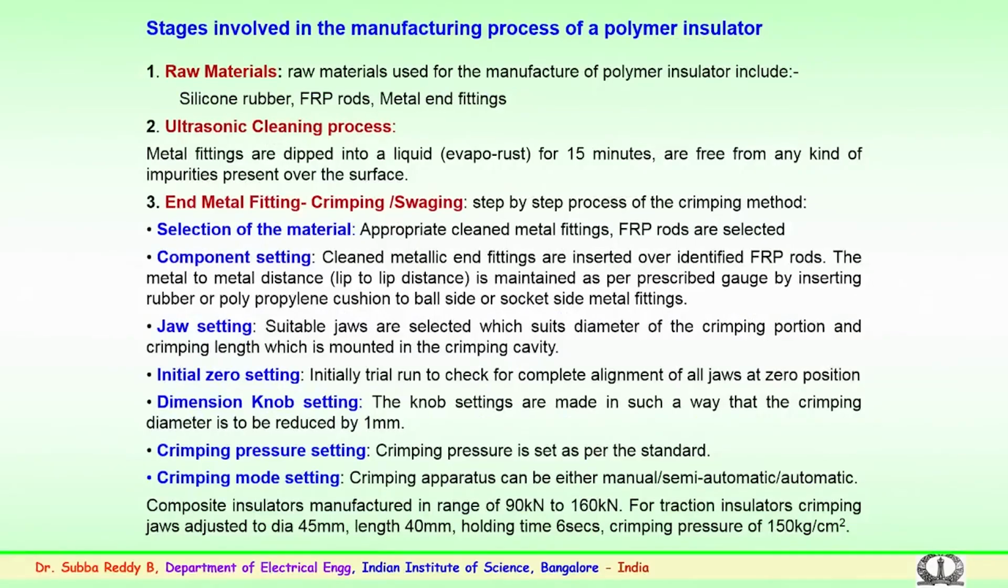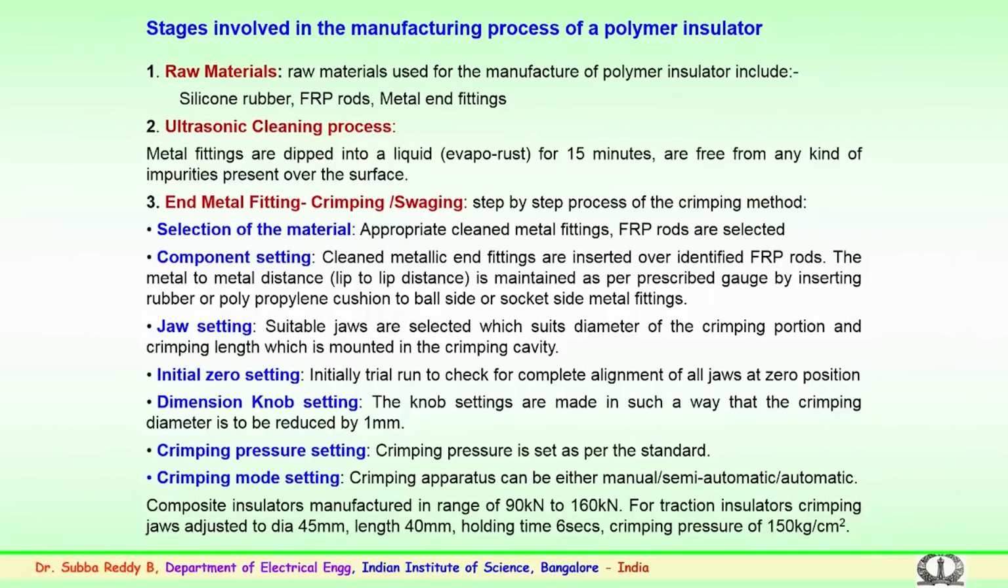What are the steps involved in the manufacturing process of a silicon rubber composite or polymer insulator? As mentioned, the raw materials used for this insulator are silicon rubber, the fiberglass rod and the metal end fittings. These metal end fittings are cleaned using an ultrasonic cleaning process, where they are dipped into a liquid for a known time to remove any impurities present over the surface. Cleaning of impurities from the metal fittings is very important.